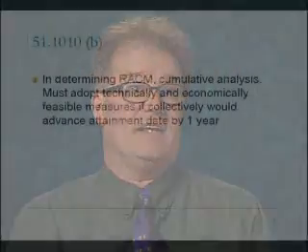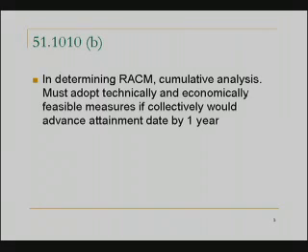And in 51.1010(b), the regulatory language clarifies that in determining RACM, it's a cumulative analysis. In other words, in determining the technically and economically feasible measures that are necessary as RACM, it's necessary to look at those measures as a whole and not individually. And if cumulatively the total effect of all the measures would advance attainment by 1 year, then those measures have to be selected as RACM.